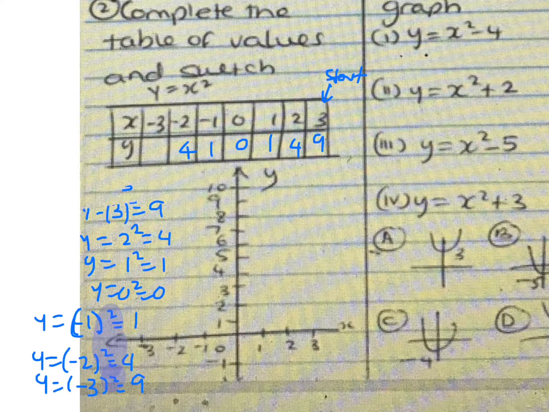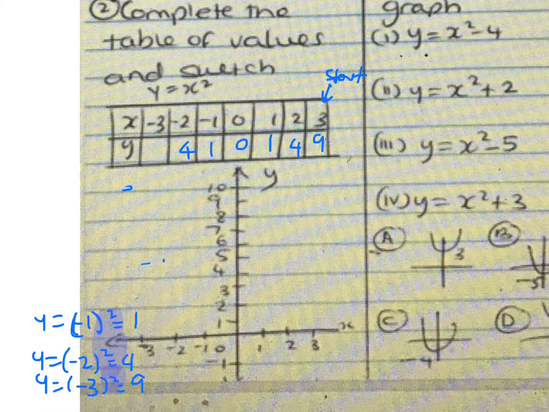All right, so looking at this now, the next thing that we have to do, I just want you to notice one thing too. Do you notice that either side here, you've got 9 and 9, then you've got 4 and 4, so it's very symmetrical. You've got 1 and 1, and then you have 0 in the middle.